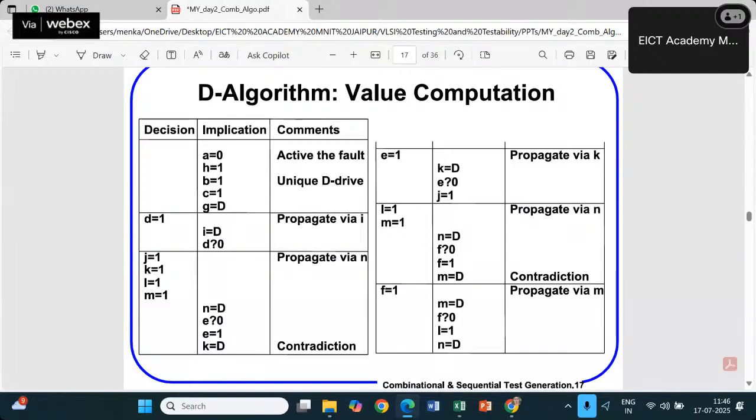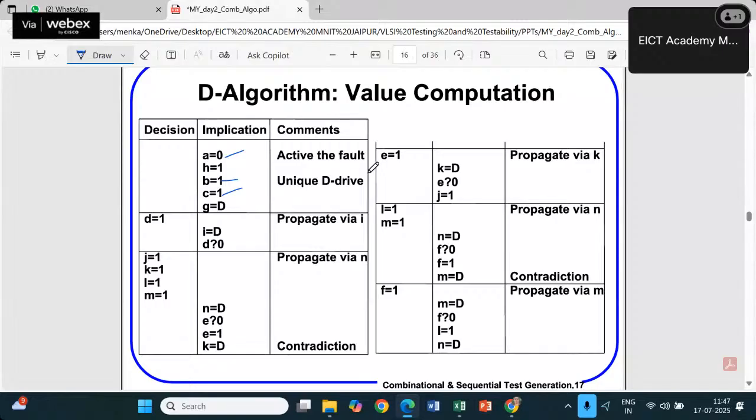So this is the tabular format for the value computation for the D algorithm. First of all, we will take the fault activation. Fault activation is done with the help of assigning the values of A, B, and C. So A is 0, B is 1, and C is 1. This is done because there is something called the D frontier. D frontier means the gate through which the fault is passing. So first, we will activate the fault with the help of that D frontier gate.